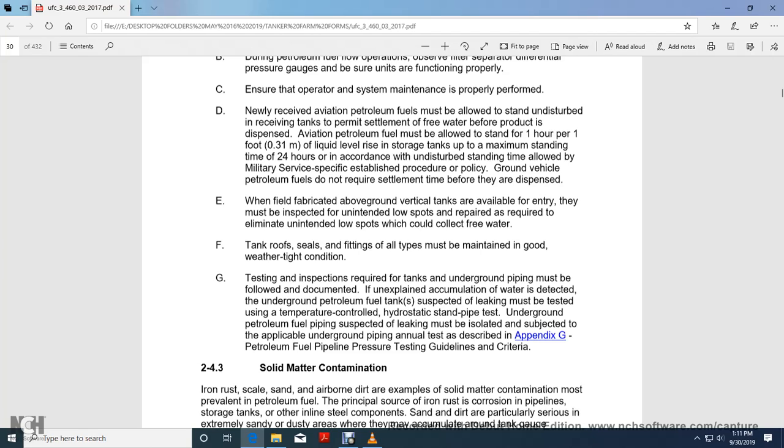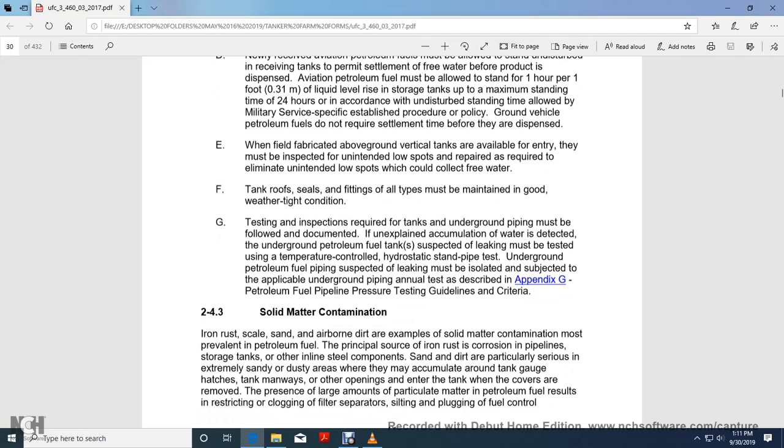Aboveground vertical tanks must be inspected for unintended low spots, which must be repaired if required, since unintended low spots collect free water. Tank roof and seal fittings of all types must be maintained in good weather-tight condition. Testing and inspection required for the tank's underground piping must be filed and documented, and if unexplained accumulation of water is detected in underground petroleum fuel tanks, suspected leaking must be tested using the temperature-controlled hydrostatic sand pipe test. Underground petroleum fuel piping suspected of leakage must be tested; the applicable underground piping annual tests are described in Appendix G, Petroleum fuel pipeline pressure testing guidelines and criteria.